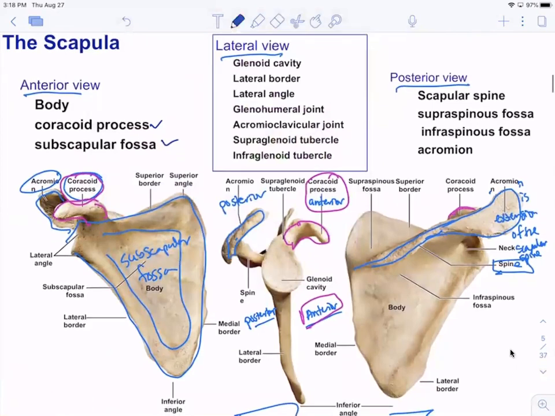Now the lateral view, you don't generally look at it from the lateral view, but the one thing that you see is the glenoid cavity, but it's also called the glenoid fossa. This is the socket of the ball and socket joint that make up your shoulder. So the head of the humerus kind of sits in this glenoid fossa. Head of humerus sits in glenoid fossa or cavity. And so that's the glenoid fossa.